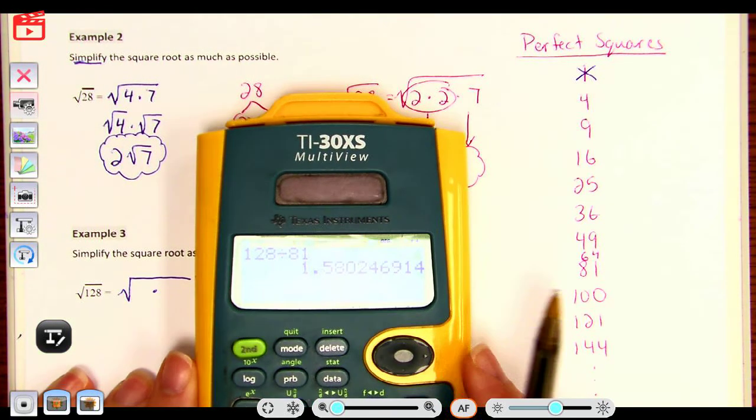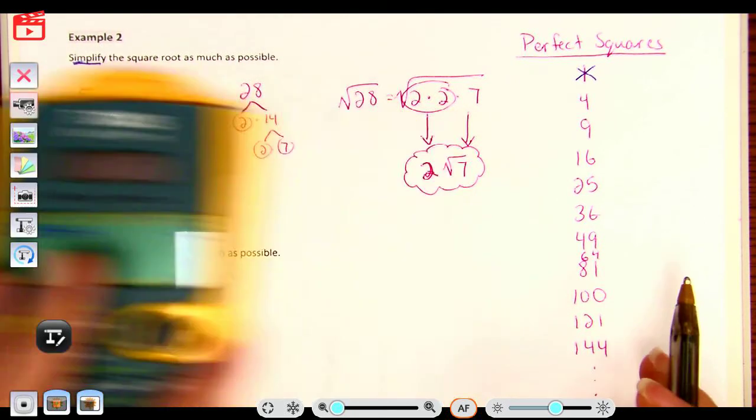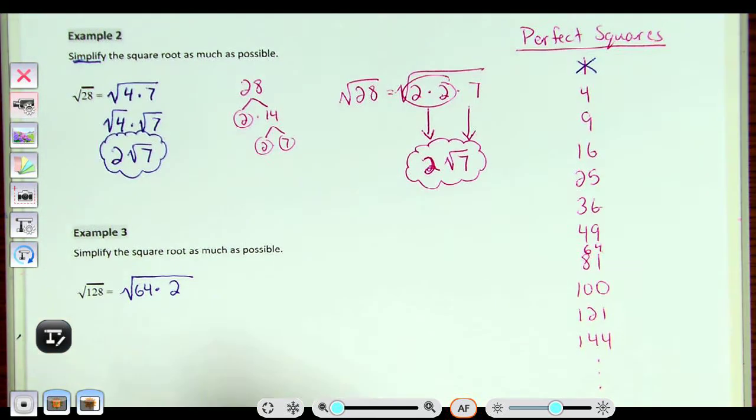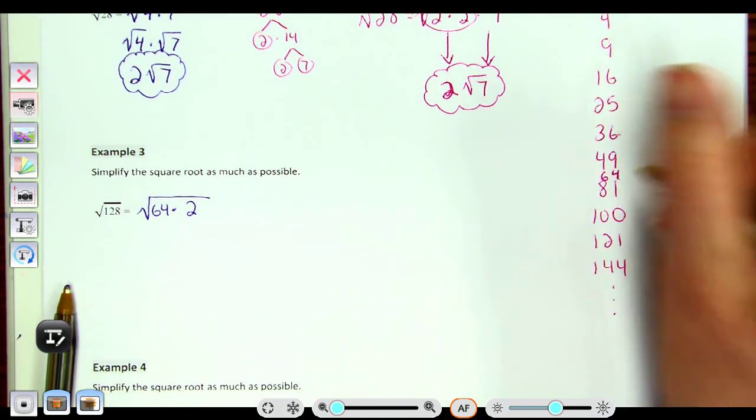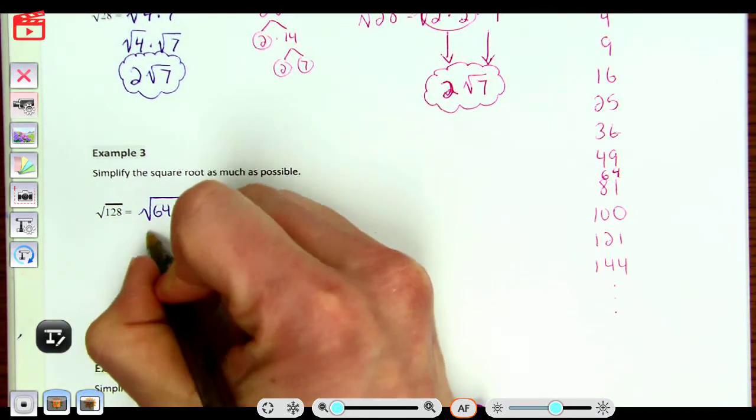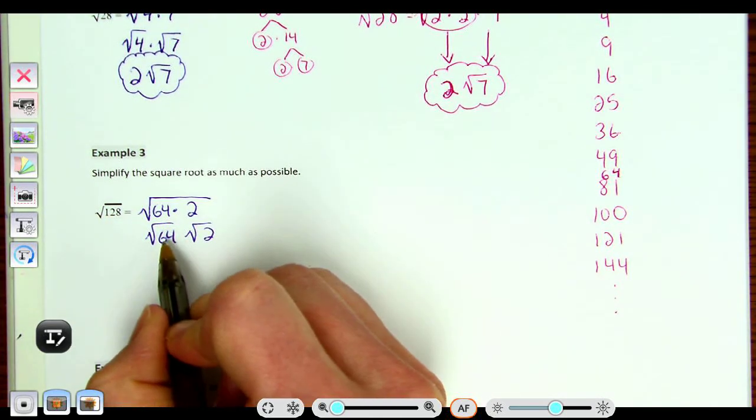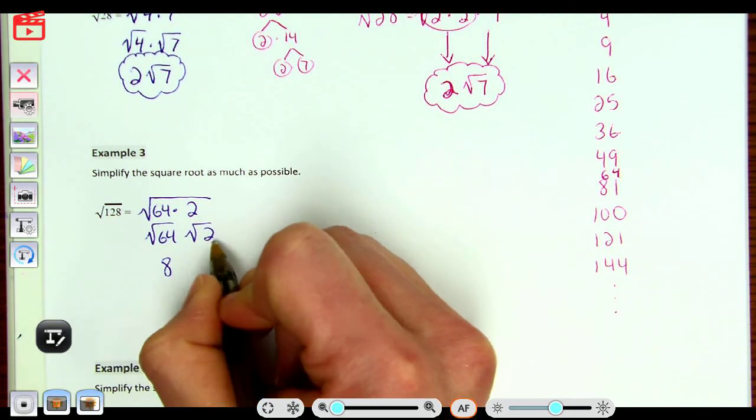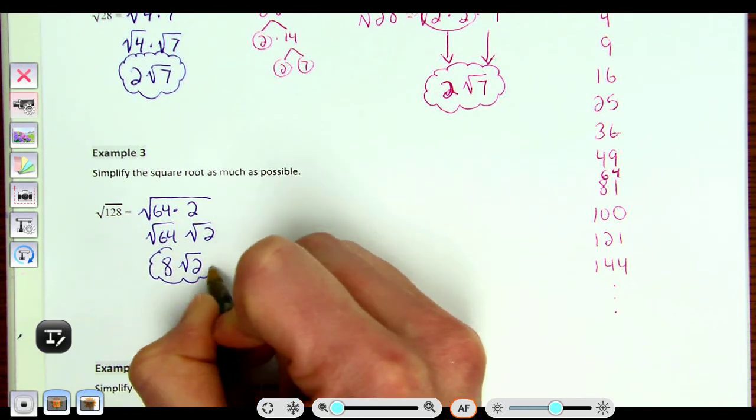Doesn't work. But if I take 128 and divide it by 64, I can see that it goes in there 2 times. So I am going to go the square root of 64 times 2. And then I can break this down to the square root of 64 times the square root of 2. Now what number times itself equals 64? Is this a perfect square? We know it is. That's 8. Does 2 have any perfect squares besides 1? No. So that's the quick, short way to get there.